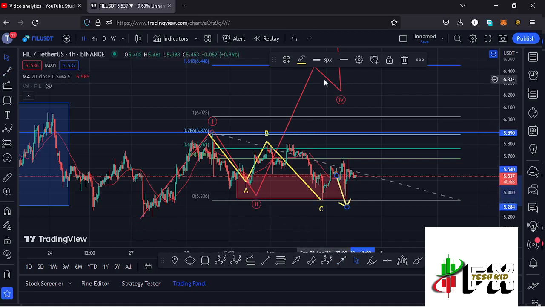So that is what I'm expecting here on the short-term scenarios and also on the long-term scenarios. And let's be patient and see how that plays out, and I'll be keeping you updated.